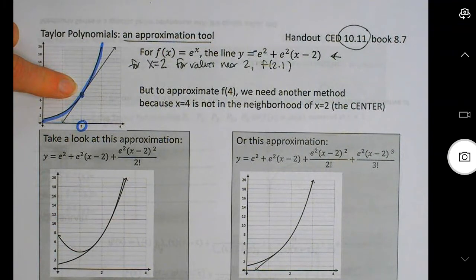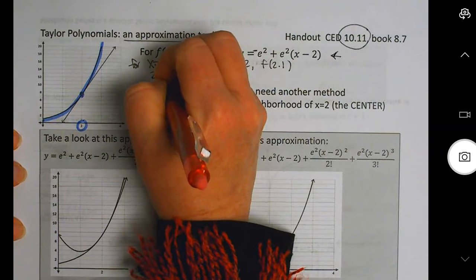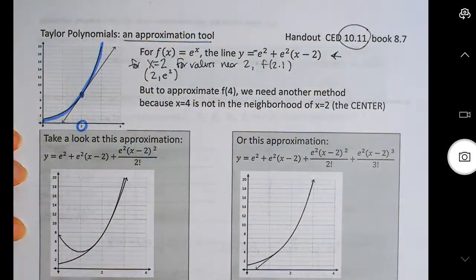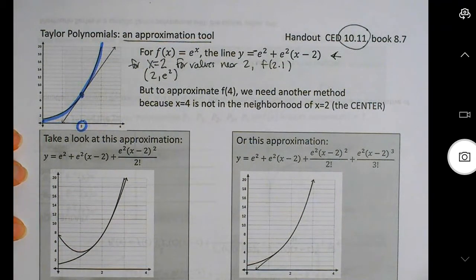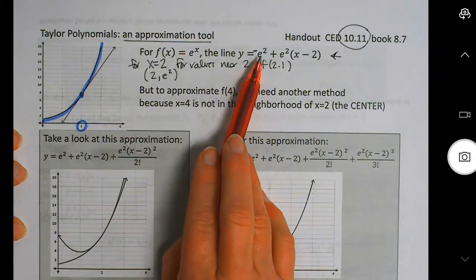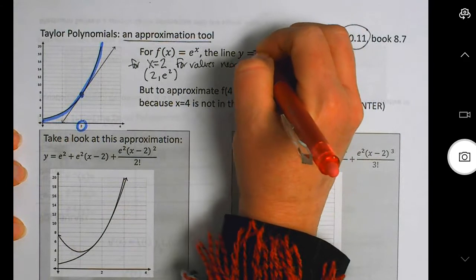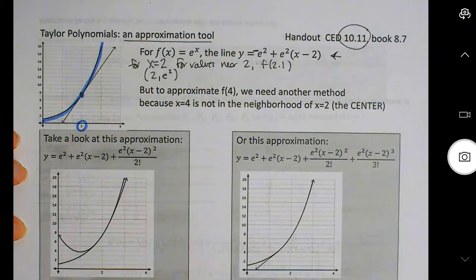Okay, so this approximates values near the point (2, e to the 2), right? If you plug in 2 into e to the x, you'd get e squared, which is the y value, which is why this one should be negative. My bad. Because when I put it to the other side, it should be negative.